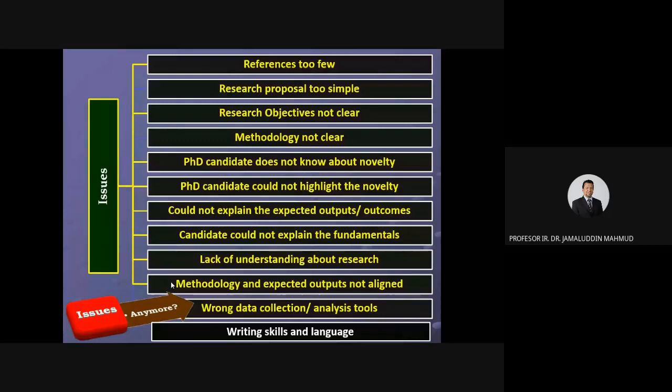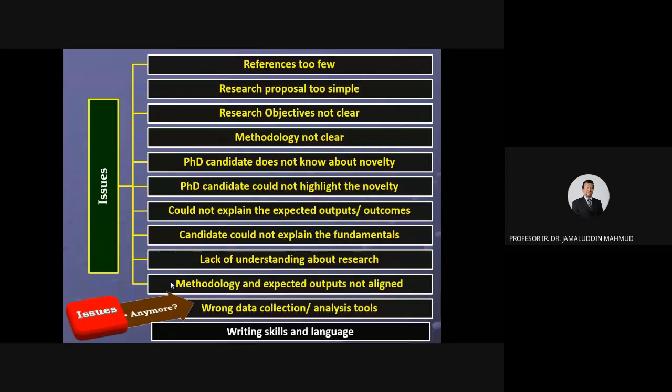I think during the DRP it's very important that the candidate has a clear methodology, so that we know that if they follow it, they can graduate on time, producing high quality research. And there are also candidates who do not know about novelty, or the proposal does not highlight the novelty of the work, and could not explain the expected outcomes.